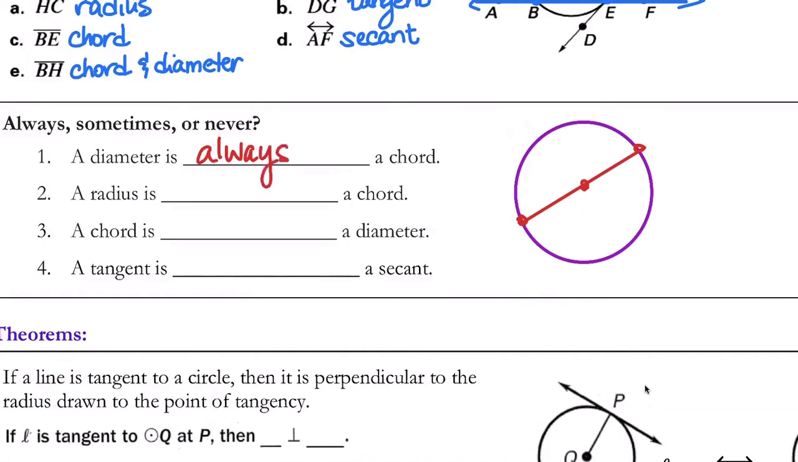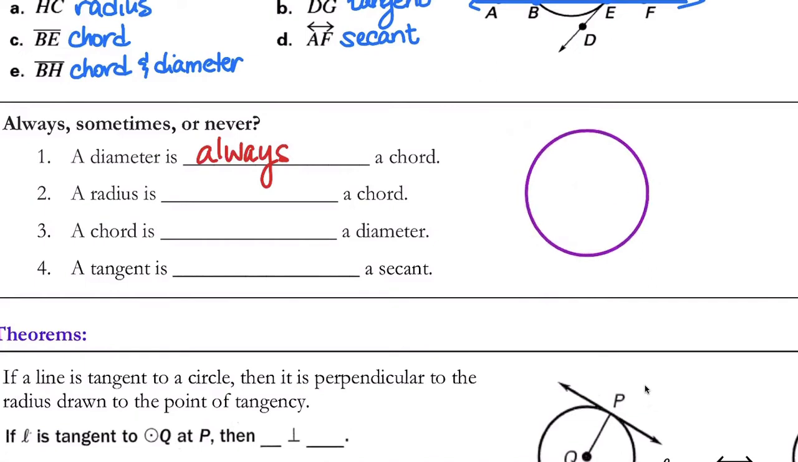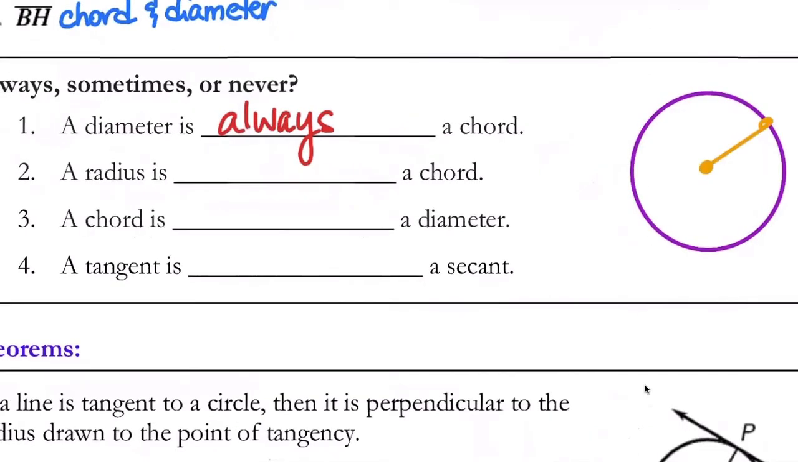Okay, how about a radius? All right, well, radius, always, sometimes, never a chord. So a radius goes from the center to a point on the circle. Well, that cannot be a chord because the definition of a chord requires that it has two endpoints on the circle and then all the points between them. So that is never true. Radius is never a chord.